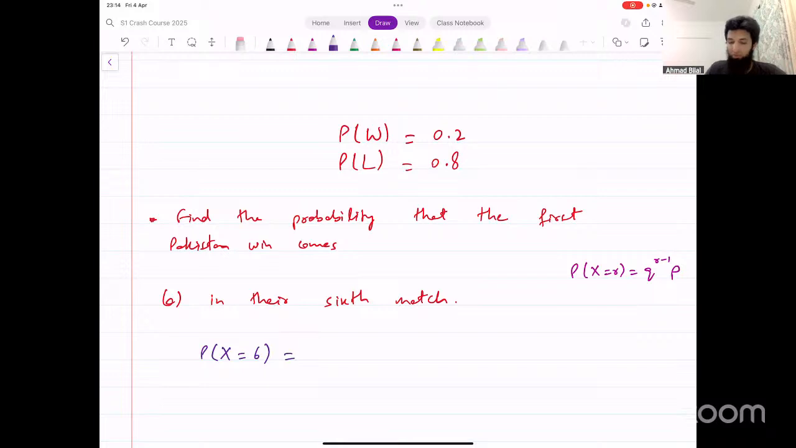Just input values in that. Q is equal to 0.8. P is equal to 0.2. Let me write that down here. Just input values in this. 0.8 raised to power r minus 1. What does that mean? 6 minus 1 times p, which is 0.2, and that should give you the result. You can see what that is. What's the result that you get from this? Anyone? What do we get from this?